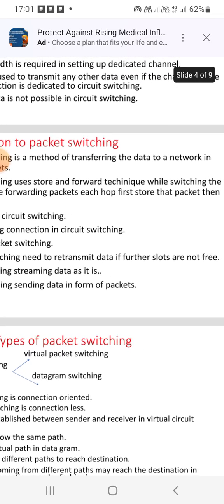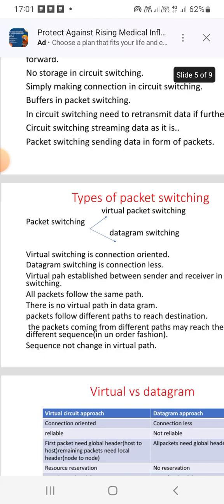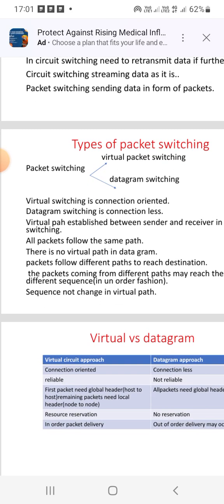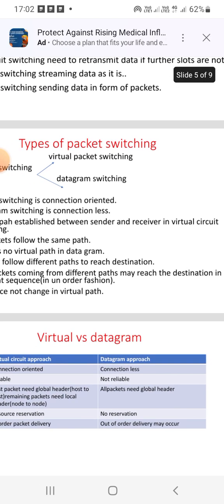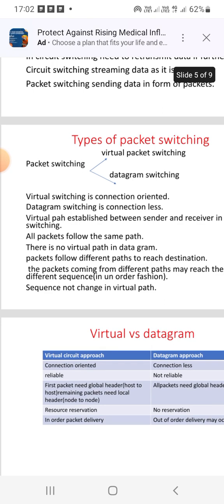Packet switching sends data in the form of packets. Two types of packet switching are available: virtual circuit switching and datagram switching. Virtual circuit switching is connection oriented. Datagram switching is connectionless.